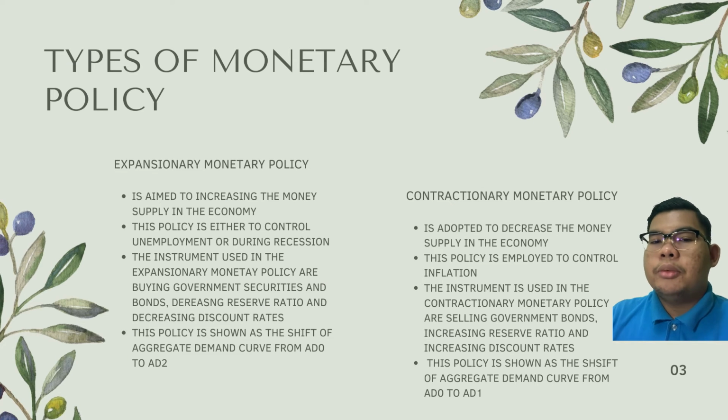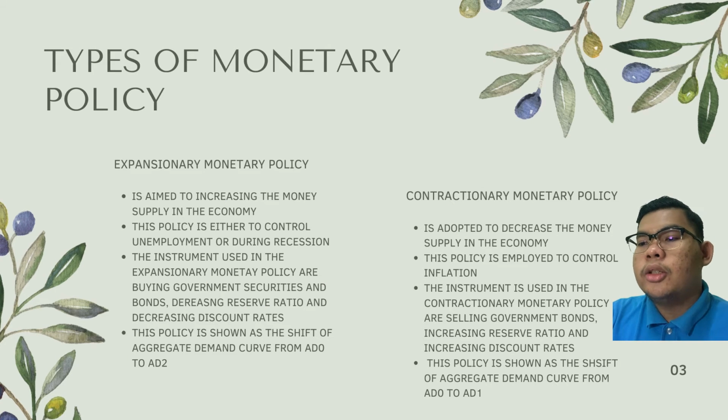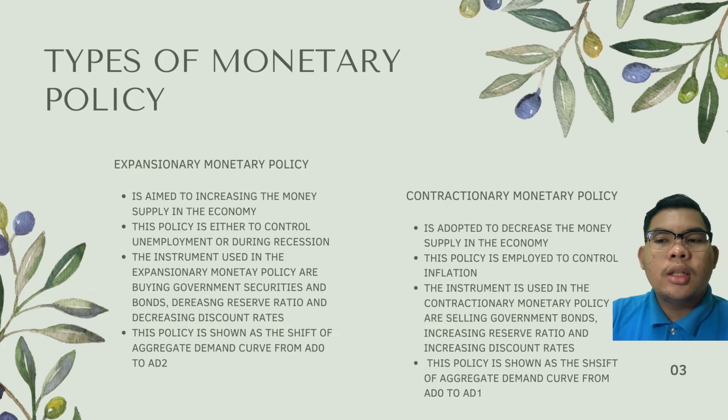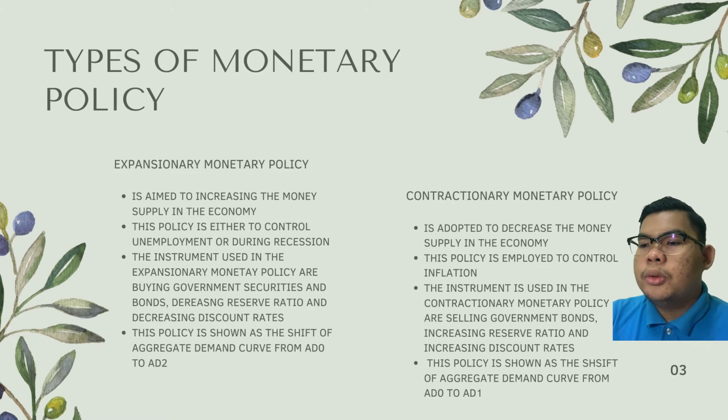Next, I'm going to talk about contractionary monetary policy. This policy is adopted to decrease the money supply in the economy. This policy is employed to control inflation. The instruments used in the contractionary monetary policy are selling government bonds, increasing the reserve ratio, and increasing the discount rate. This policy is shown as the shift of aggregate demand from AD0 to AD1.